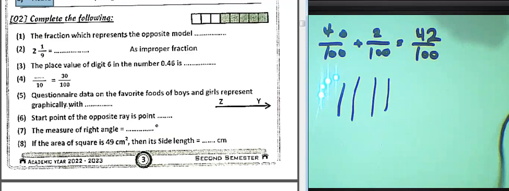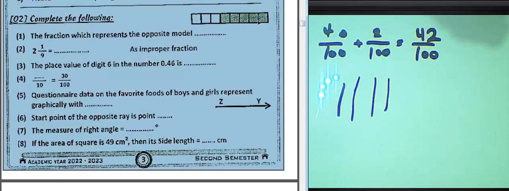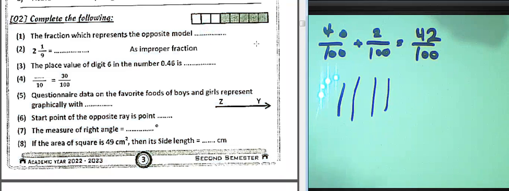Complete the following. The fraction is represented by this model. We have how many parts here? 1, 2, 3, 4, 5, 6, 7, 8. He colored 5 parts from 8 parts, so 5/8.